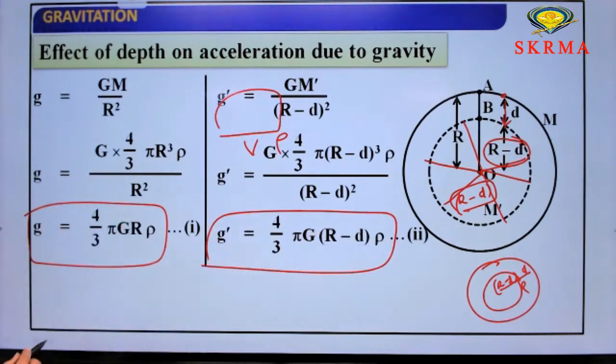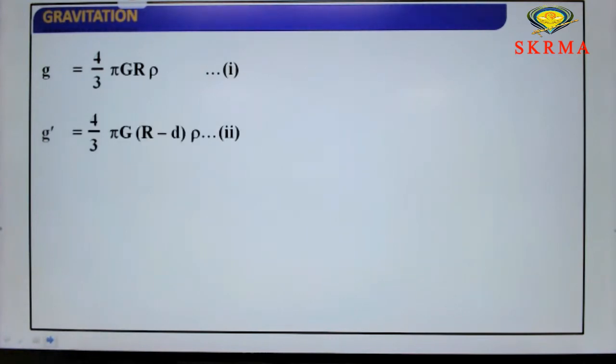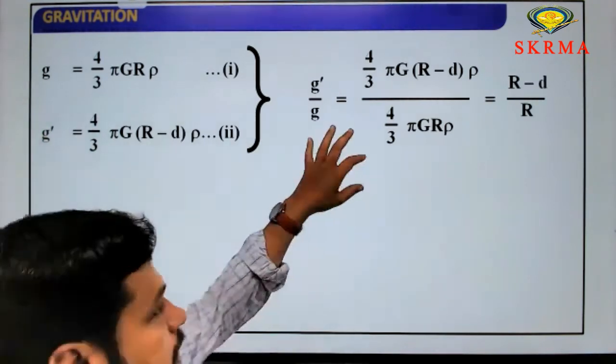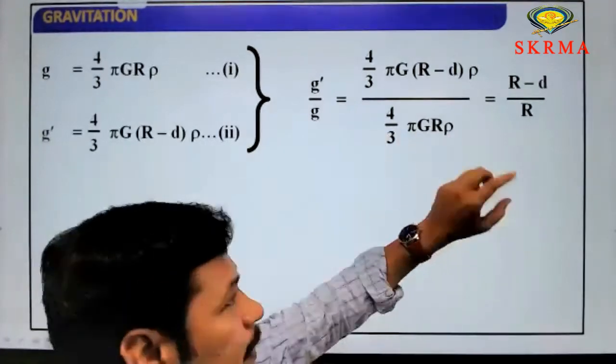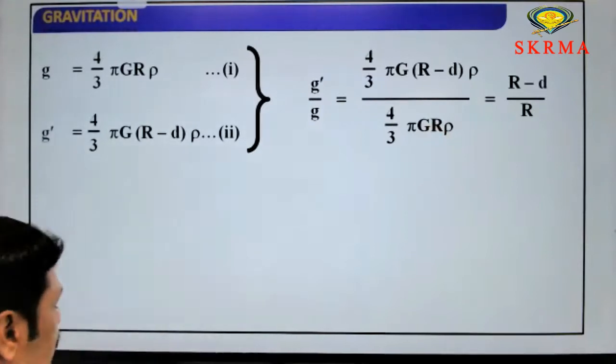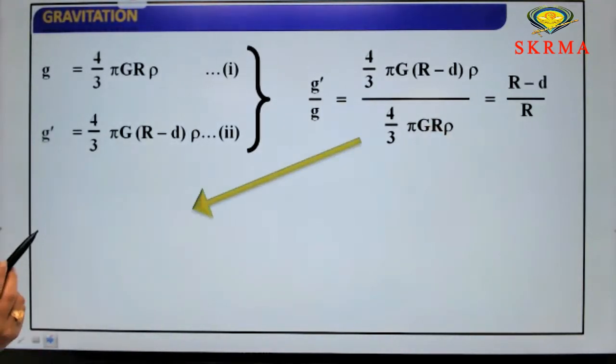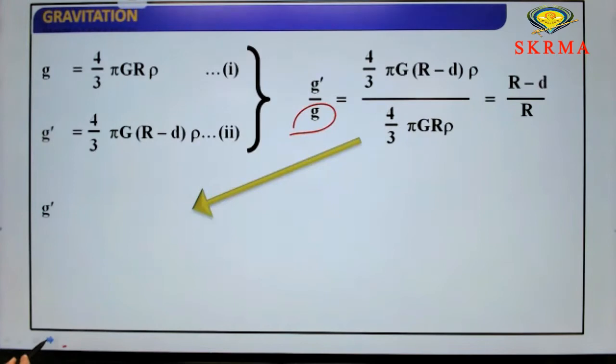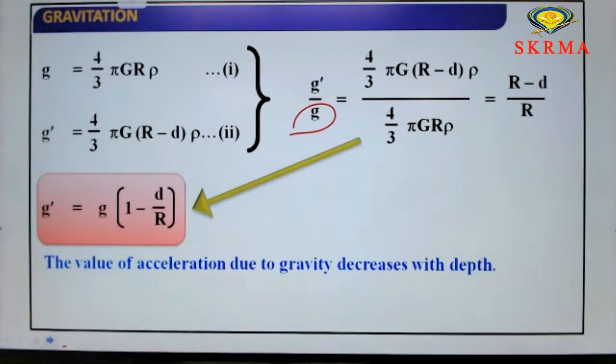If you divide these two equations, you can obtain the ratio. We derived g dash at some depth d. In such a case, if you take g dash by g, what do we get? R minus d by R. The remaining terms, 4/3 pi G rho, are cancelled here. The remaining terms are R minus d by R. If you rearrange this equation, just move small g to the right side. g dash is equal to g into 1 minus d by R. You have to keep in mind this equation is important. g dash is equal to g into 1 minus d by R at depth d. This is the gravitational acceleration at a depth d.